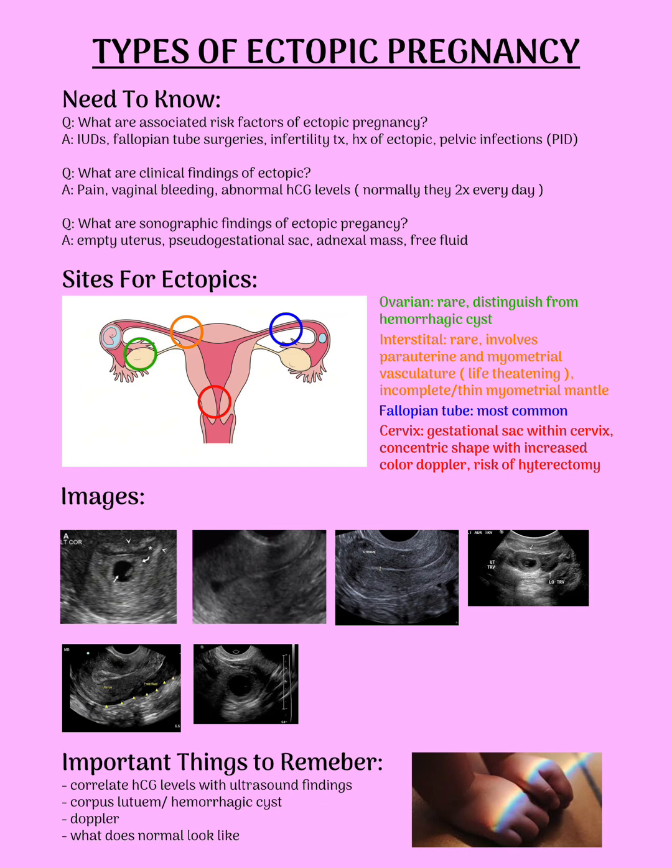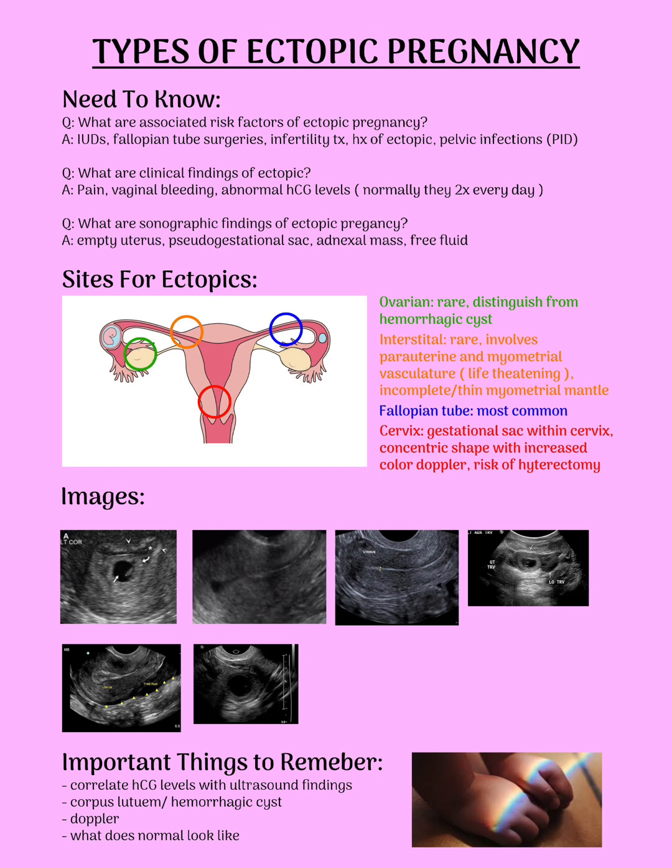In a normal IUP, HCG levels should be doubling every day, whereas in an ectopic, they are still rising, but just abnormally. Sonographically, what we would see is an empty uterus, a pseudogestational sac, an adnexal mass, or free fluid. Some sites where an ectopic can occur would be the ovaries, which is pretty rare, and for this one we need to distinguish it from a hemorrhagic cyst or a corpus luteum.